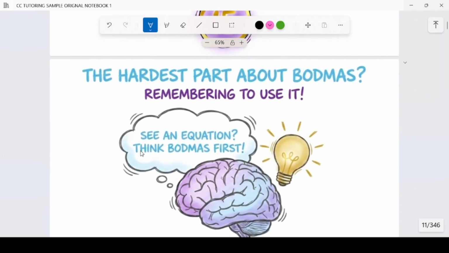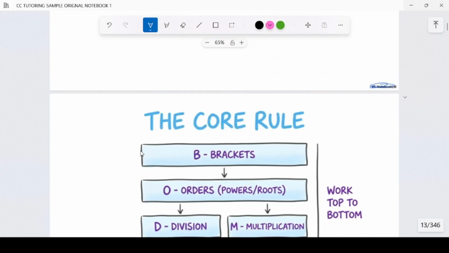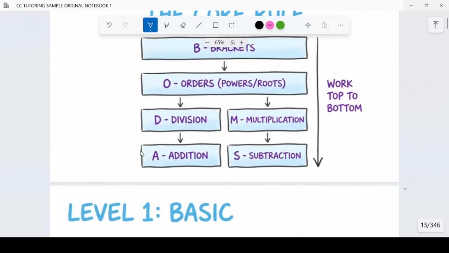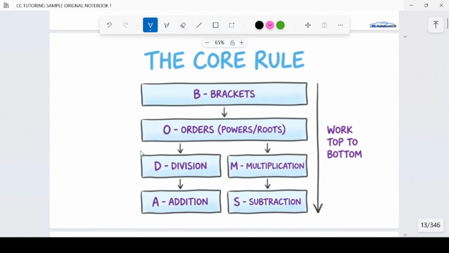Now again, the hardest part, some equations. So the core rule, first of all, if you see brackets, this is a bracket, this is a bracket, and this is a bracket. If you see a bracket that is round, you'll solve the round bracket first. If you see a square bracket, after the round bracket, you solve the square bracket. After that, you solve the curly bracket. Let me give you an example.